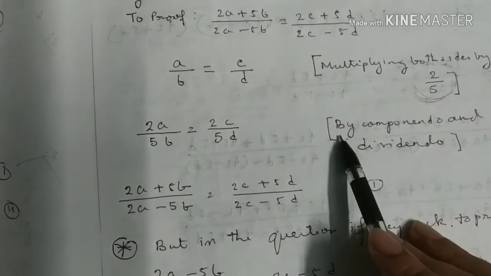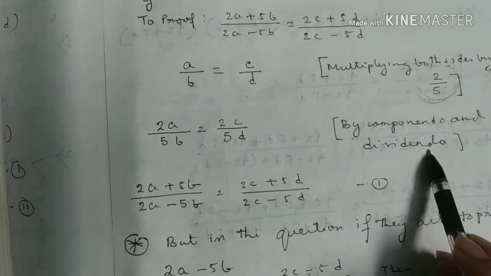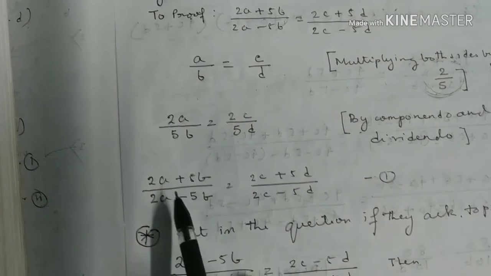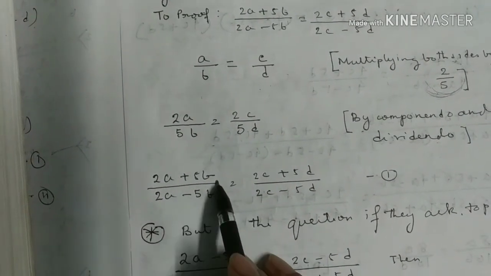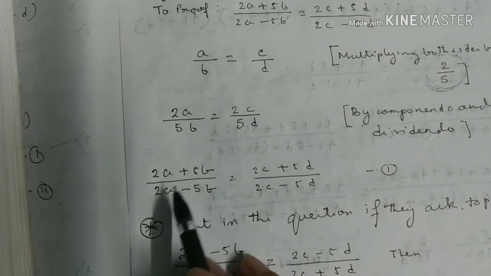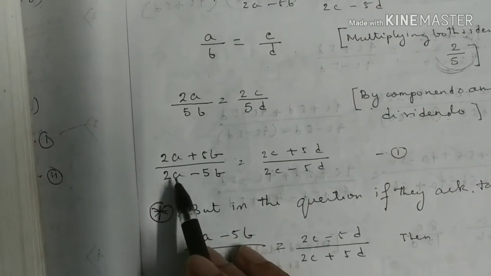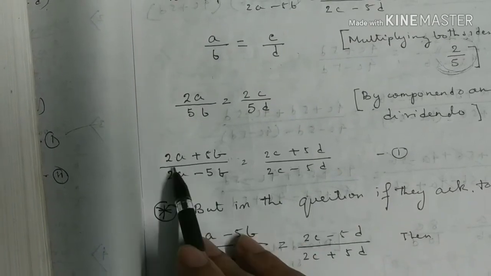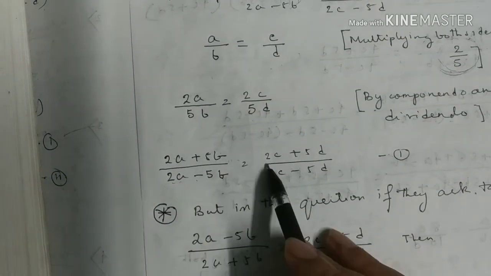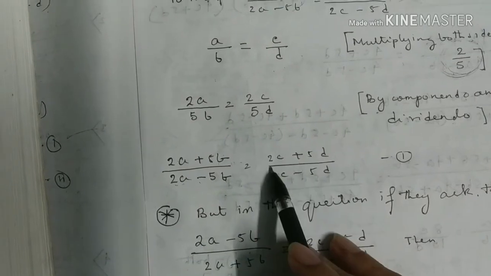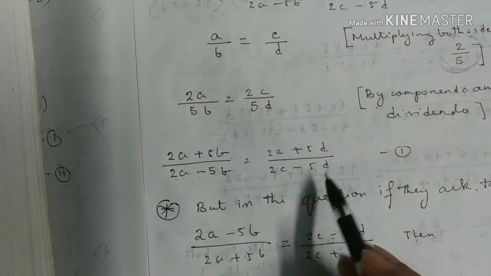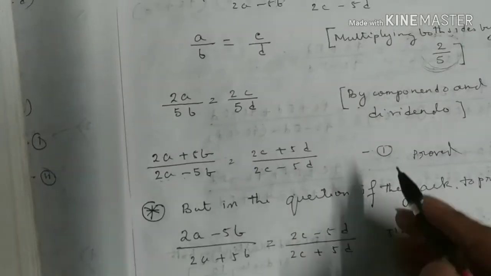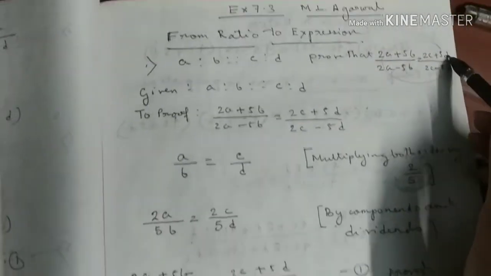Next we are going to apply componendo and dividendo. Componendo dividendo together means numerator plus denominator in the numerator, and numerator minus denominator in the denominator. 2a plus 5b divided by 2a minus 5b is equal to 2c plus 5d divided by 2c minus 5d. Proved. Because that's what they've asked us to prove.